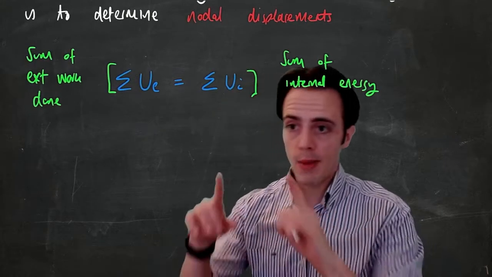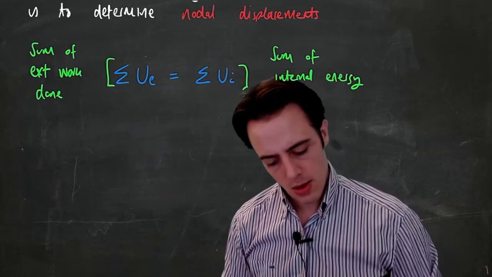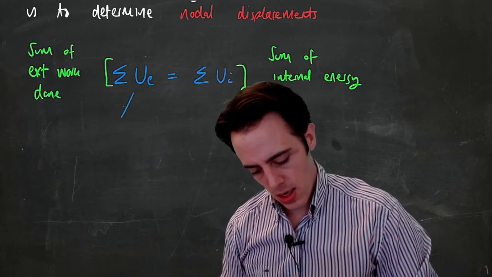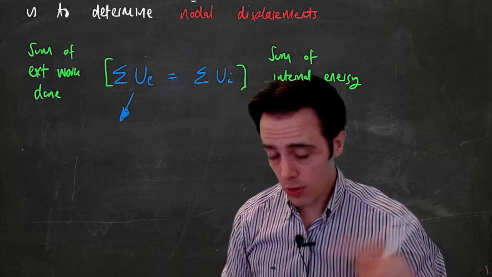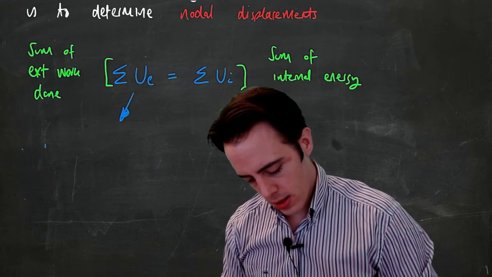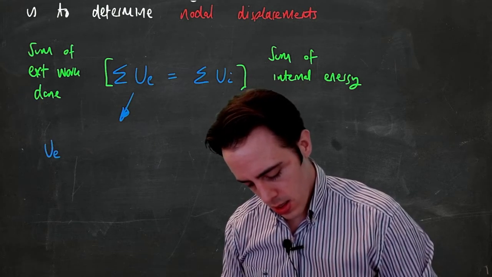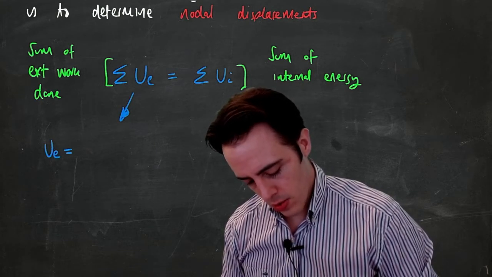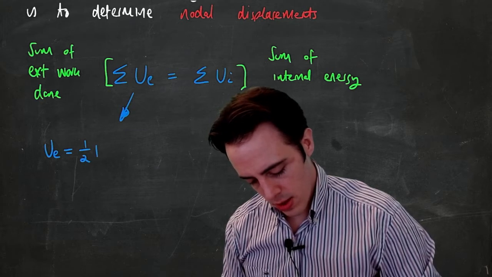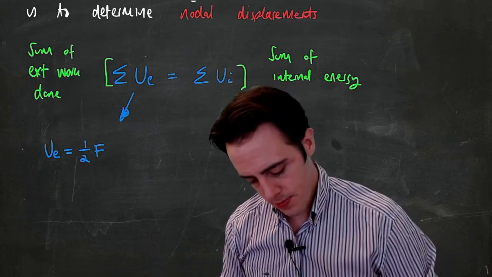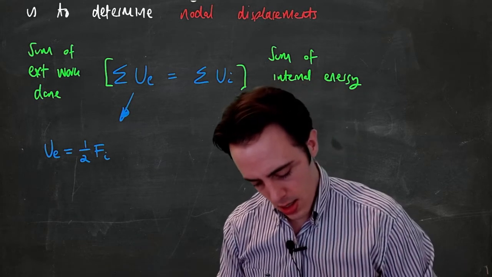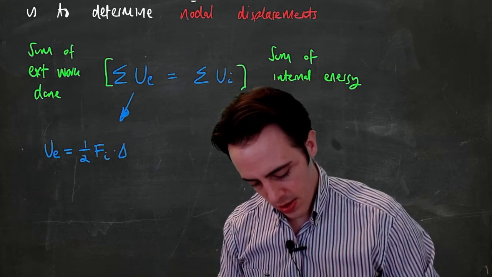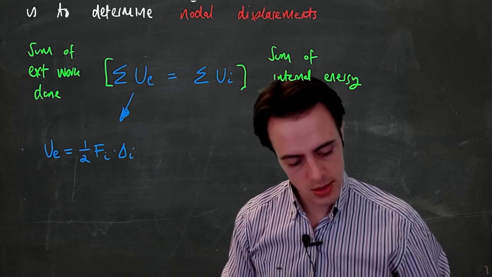And so we came up with definitions for these two things. We said that the external work done by a single force, then the work done, UE, would be equal to a half multiplied by whatever force we apply in some dimension, let's call it I, multiplied by the displacement of the structure in that direction.